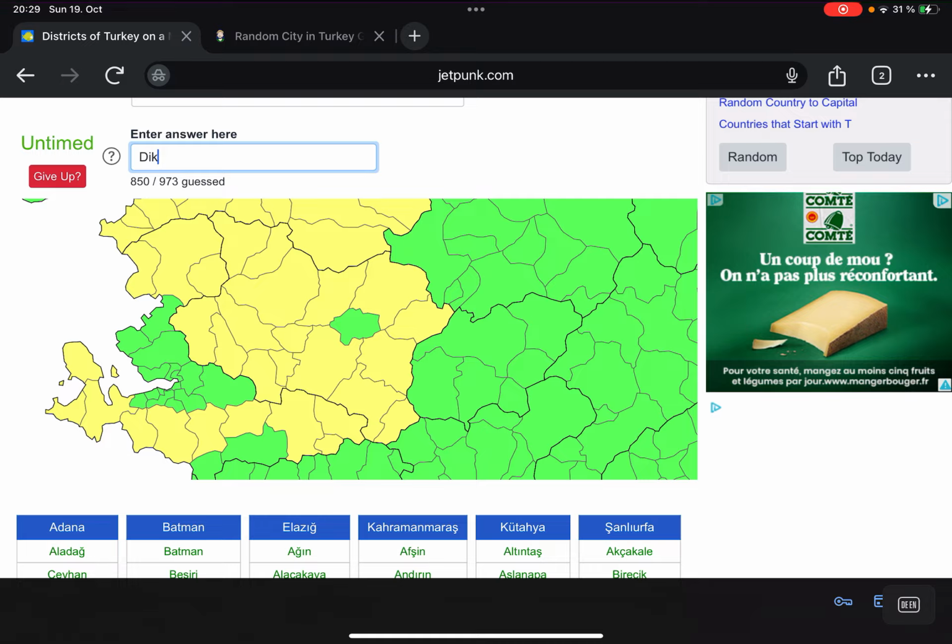Dikili, Bergama, Kınık. Then here we have Tirebolu, I think. No, not Tirebolu.